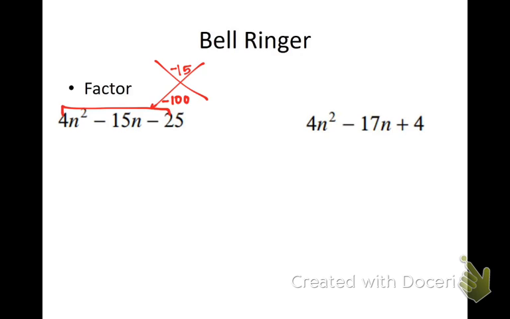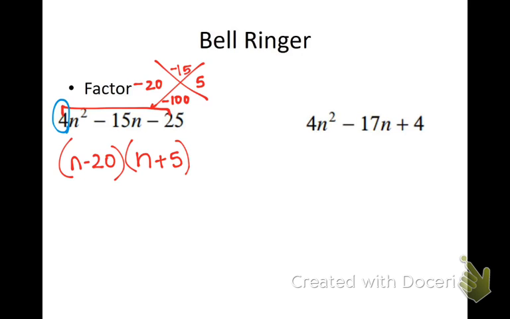Negative 100, that's negative 15. Negative 20 and 5. Sometimes you say the answer on accident. So n minus 20, n plus 5. Have I finished this problem? No. 20 is divisible. I have to divide by 4.